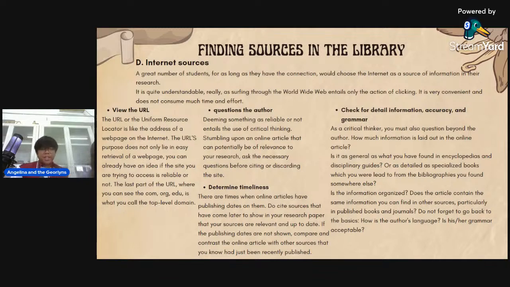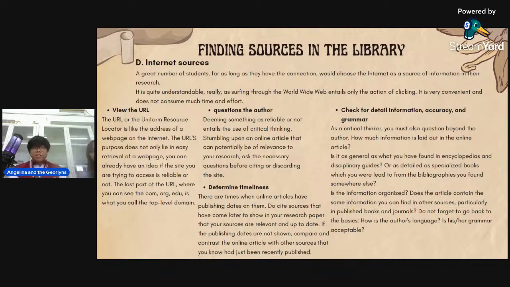And of course, we have to determine the timeliness. If we're researching, we shouldn't use sources from the 1990s. It should be a recent one, like 2015, around 2000, but not too old, like the 90s or 80s, because that would be very outdated. Check for detailed information, accuracy, and grammar.